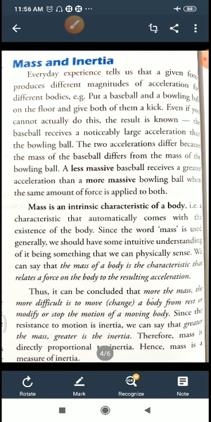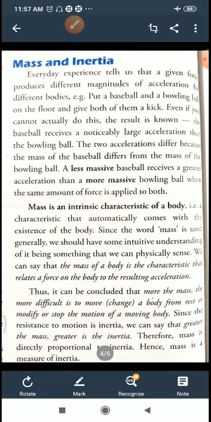If a huge object is present and we apply a small force, is it possible that the huge object will move? No, it is not possible. To move that huge object, we require a larger magnitude of force. So obviously mass is also a dependent variable. Thus it can be concluded that the more the mass, the more difficult it is to move a body from rest, or to modify or stop the motion of a moving body.